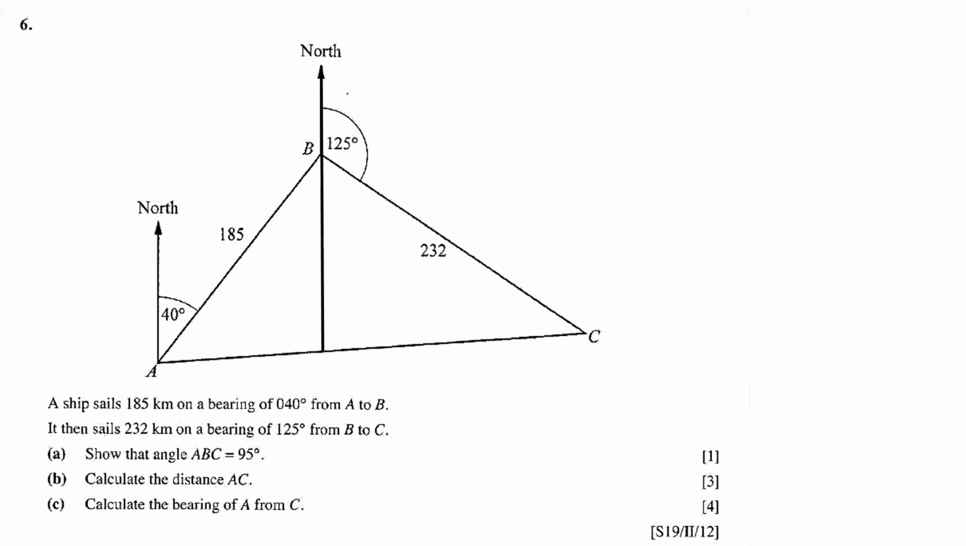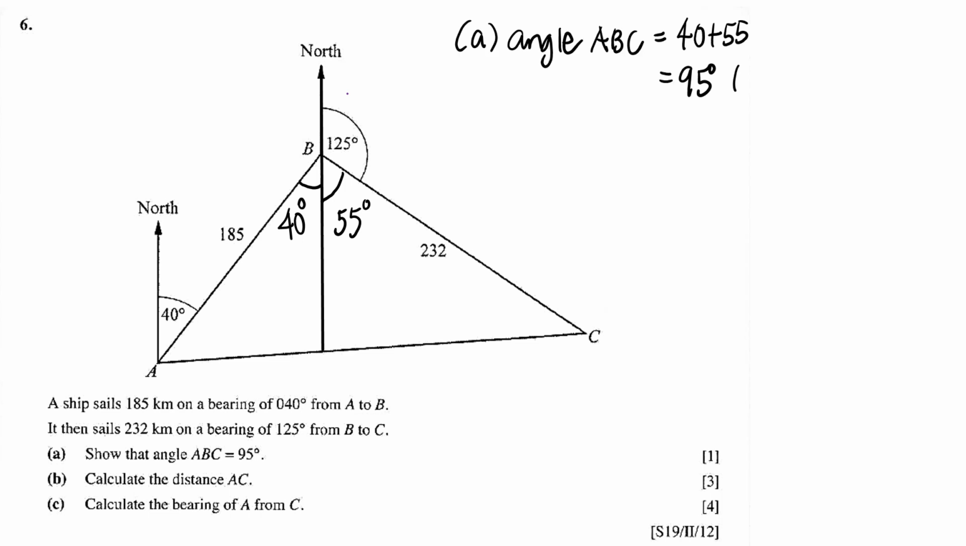Since this is a straight line, we can just use 180 minus 125 to get 55. And then alternate angle to get the other angle to be 40. And so angle ABC will just be 40 plus 55. Just need to show that 40 plus 55 gives you 95 degrees, shown.